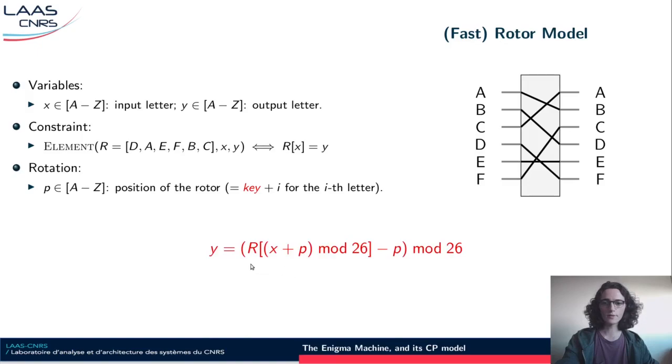Overall, we have this constraint, which signifies that we add the offset to the input, modulo 26 to stay within the domain of the variable, and then we access this permutation table. And then, of course, when the rotor rotates, it rotates both with regards to the input, but also to the output in the other direction. That's why we have to subtract the offset in the end, and again modulo 26, to stay within domains of the variables.